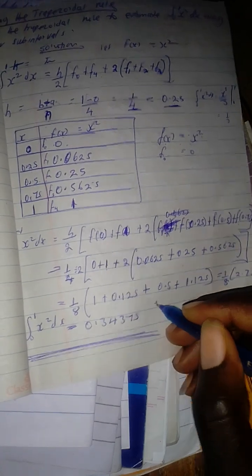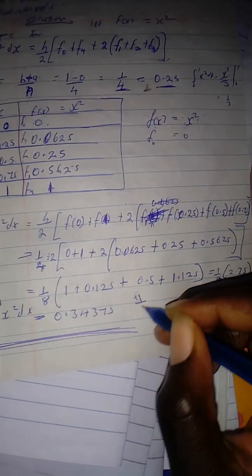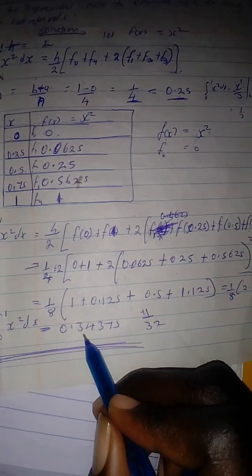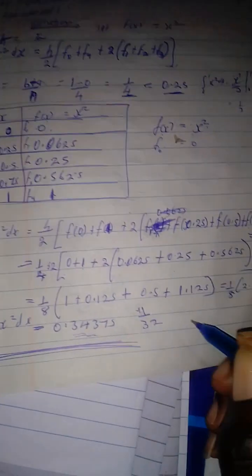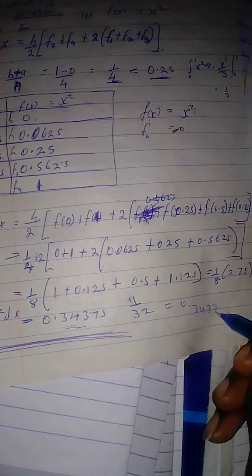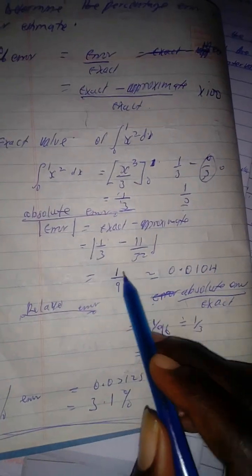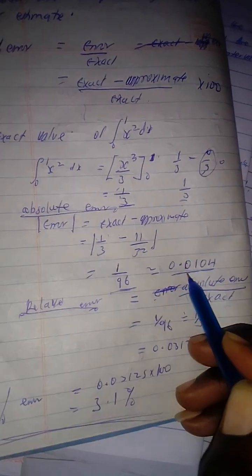Whereby this one is the same as 11 over 32. This fraction, when you get this one over this, you get this very one here, 0.34375. Then we get this, which is the same as this.